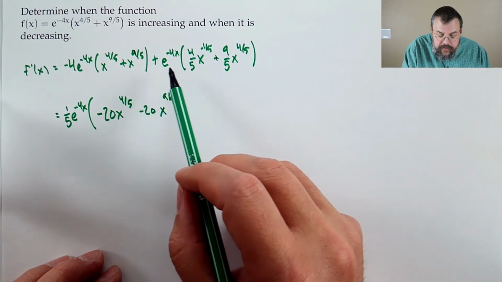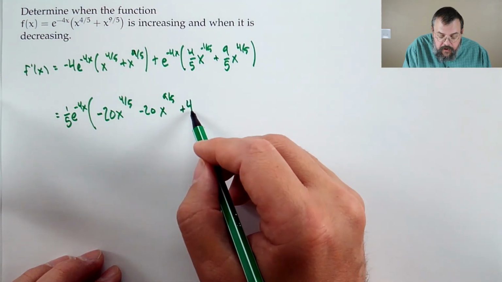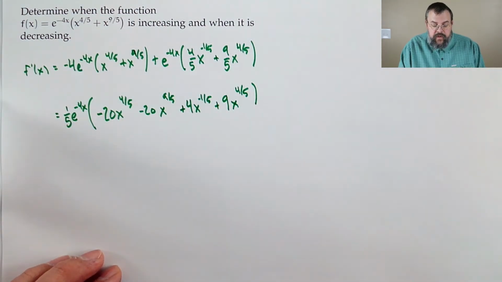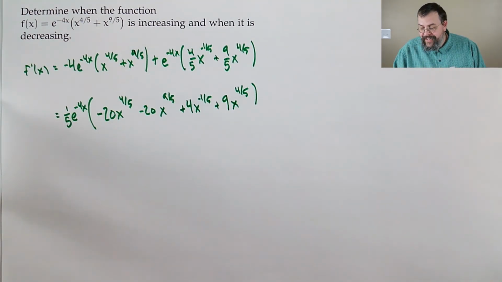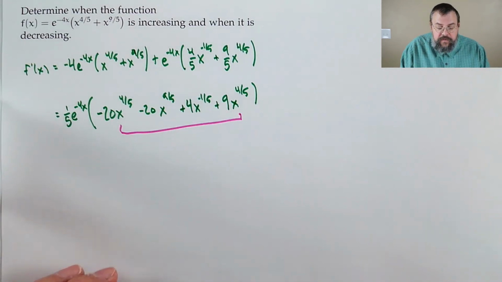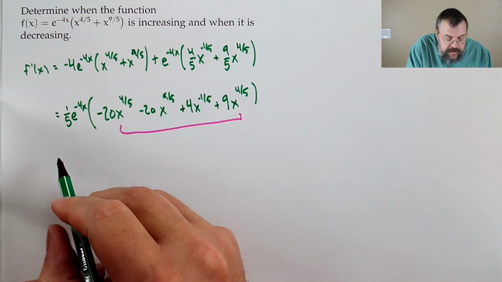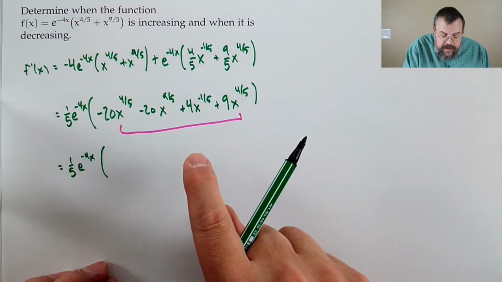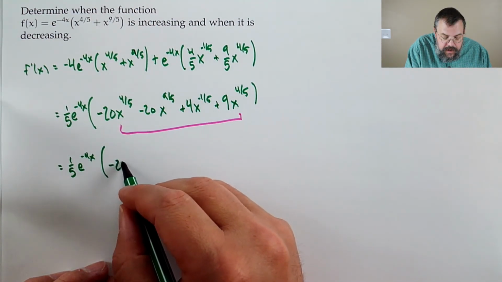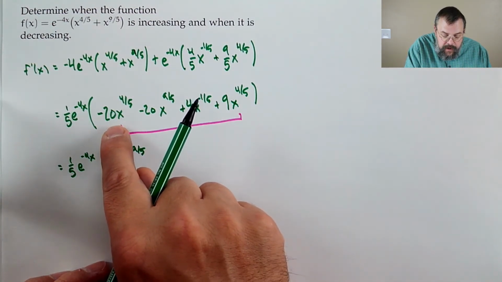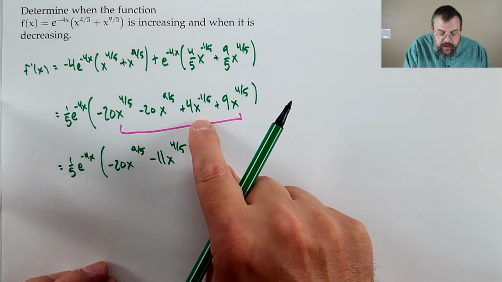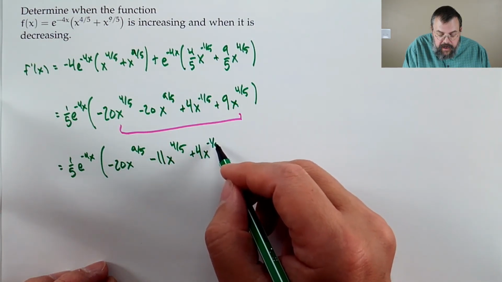And then here, we pull out the fifths, so we pull out the negative 4x. So we have a plus 4x to the minus 1 fifth, and here, a plus 9x to the 4 fifths. And, well, hey, some good news. We have two x to the 4 fifths terms, so those can be combined. Let's see what happens when we combine them. We get 1 fifth e to the minus 4x, and let's rearrange things so the highest power, 9 fifths, comes first. So minus 20 x to the 9 fifths, and then there's minus 20 plus 9, which makes minus 11 x to the 4 fifths, and then plus 4 x to the minus 1 fifth.